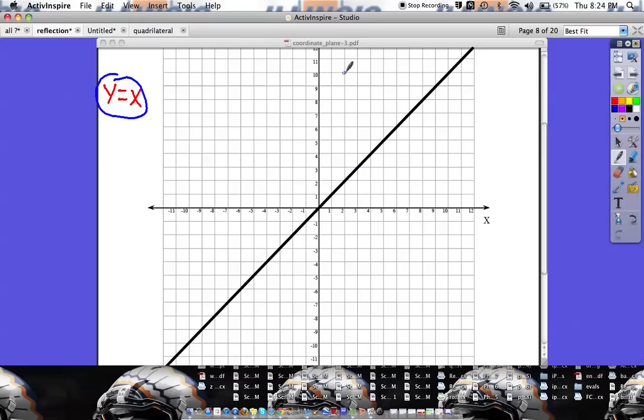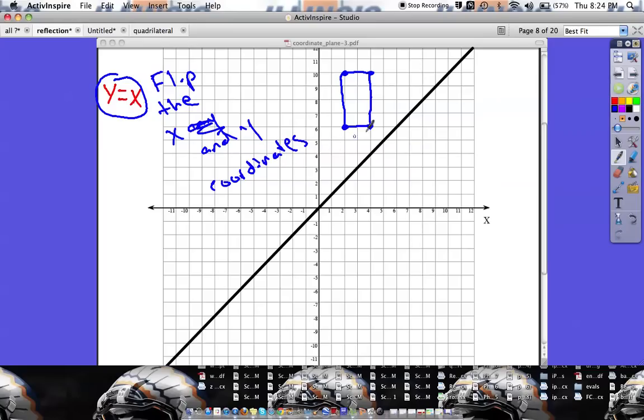So let's say I make a rectangle here. Let's go here, here, and here. This is going to be my rectangle. Now, if I reflect this over this line, it's going to be somewhere down here. But here's the easy way to do this. The rule, if you have y equals x, and this is a great piece of advice to write down, is that you just flip the x and y coordinates.